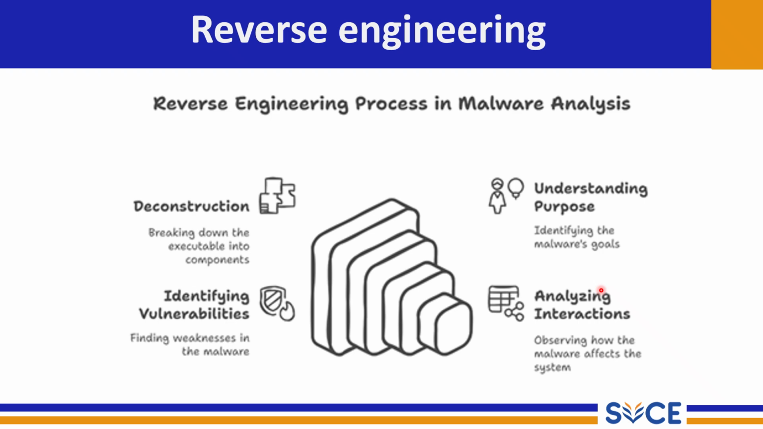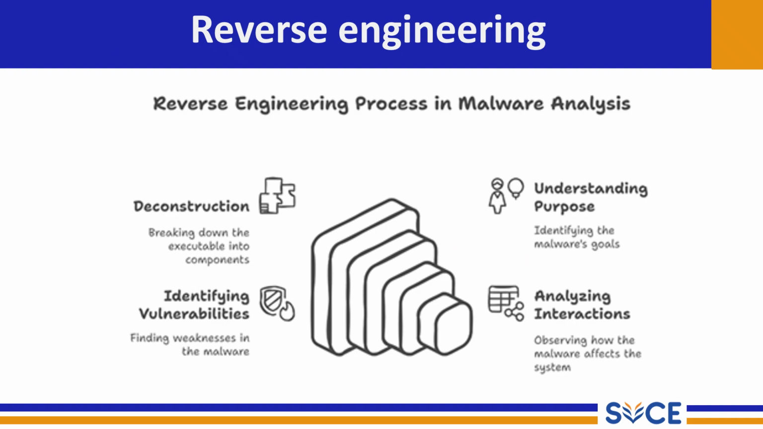And next one is identifying vulnerabilities, finding the weaknesses in the malware and what type of threat it poses, so first I have to identify these. And next one is deconstruction, breaking down the executable into its various components. Okay, so this is a simple step in the reverse engineering process in malware analysis. Okay.